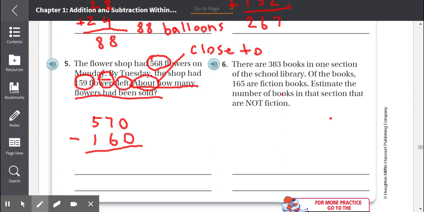So let's subtract. 0 minus 0 is 0. 7 minus 6 is 1. 5 minus 1 is 4. So about 410 flowers have been sold. Number 6.